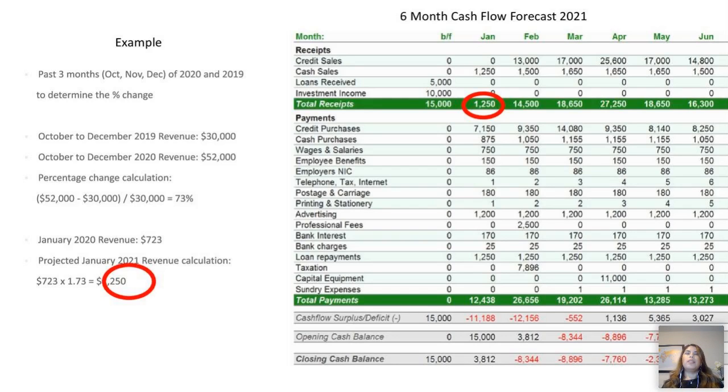And the method that I'm going to show you today is not the method that we use in our accounting firm. It is, but our method's a little more complex. But this is a great starting point if you're going to do it yourself on an Excel sheet.